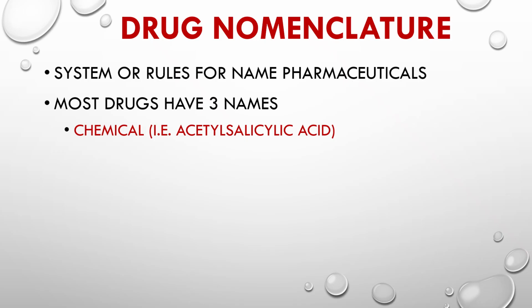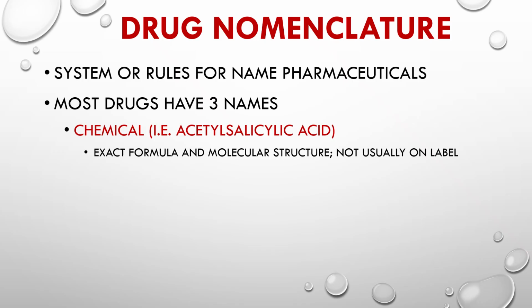So this is going to give us an idea about the chemistry behind it, hence the name chemical name. It usually has a lot of numbers and things like that, that to a chemist means a lot. To most of us, it doesn't mean much. So the exact formula of the molecular structure, again, typically this is not going to be on the label.